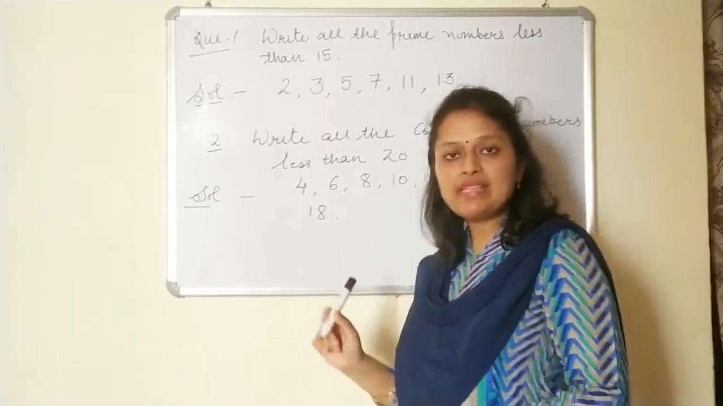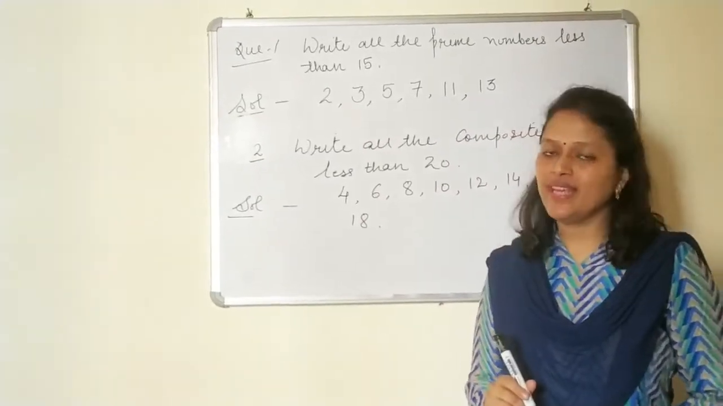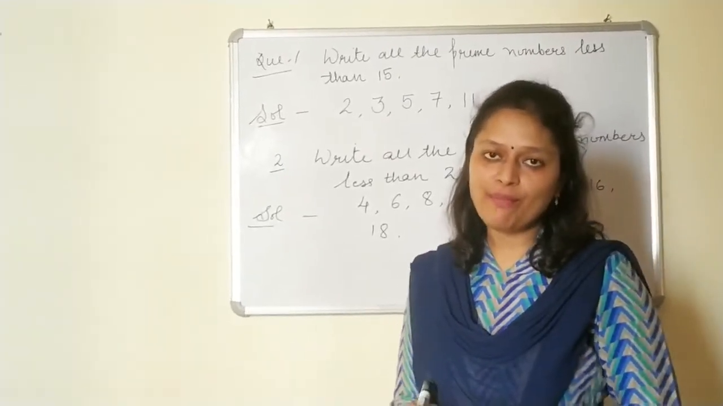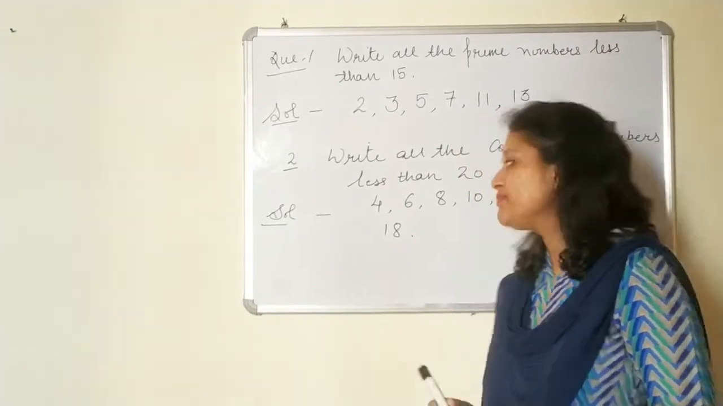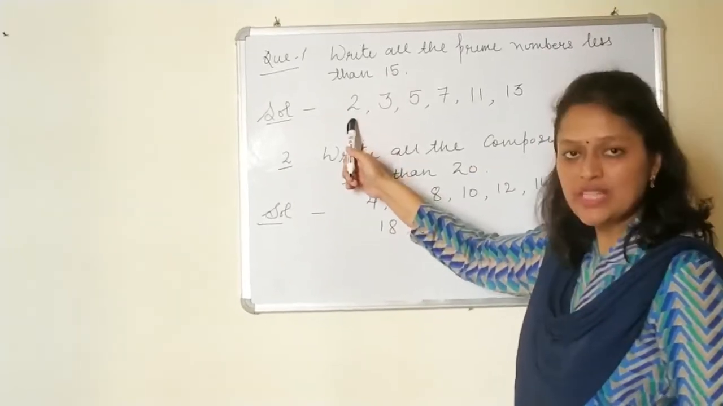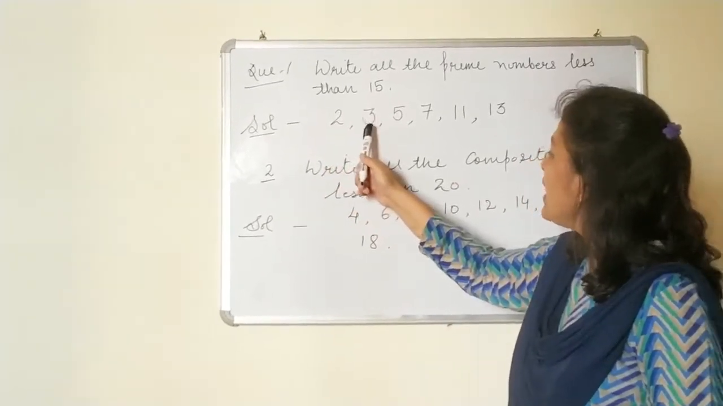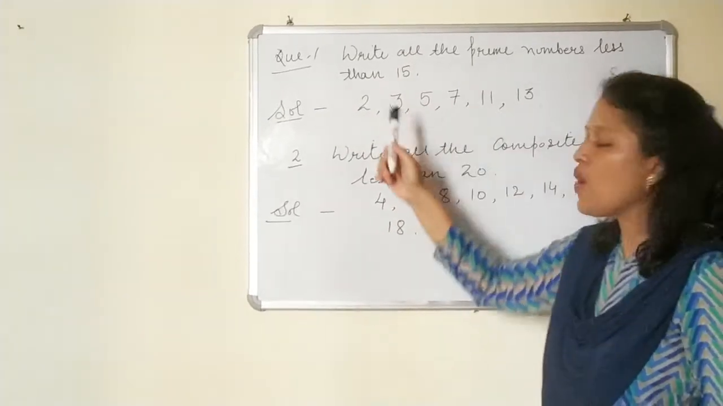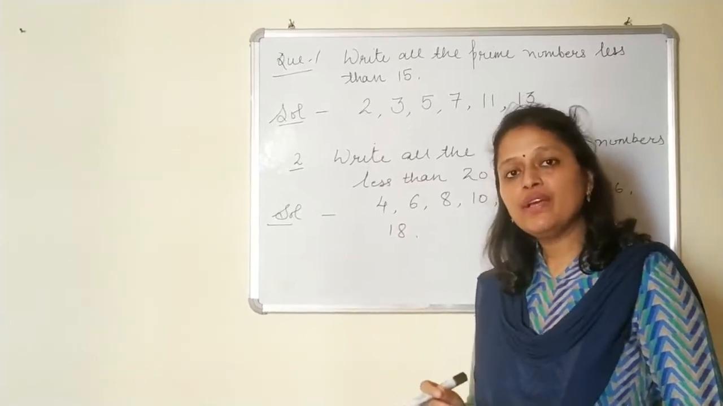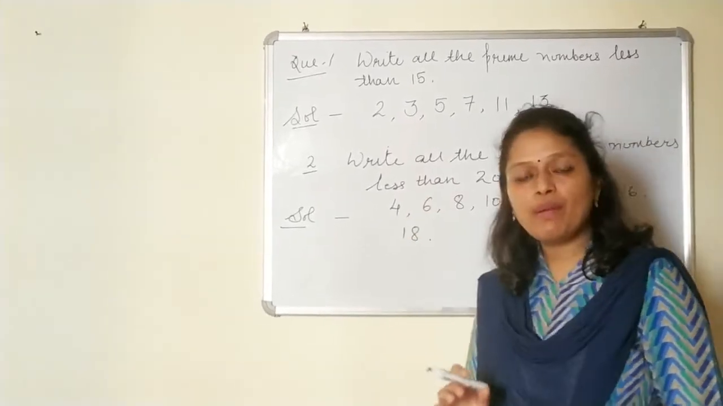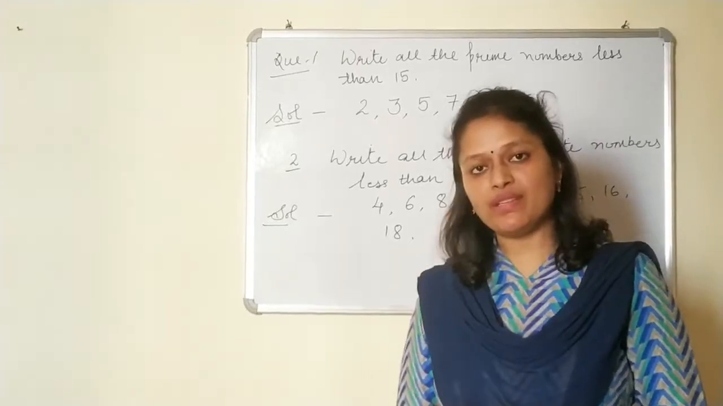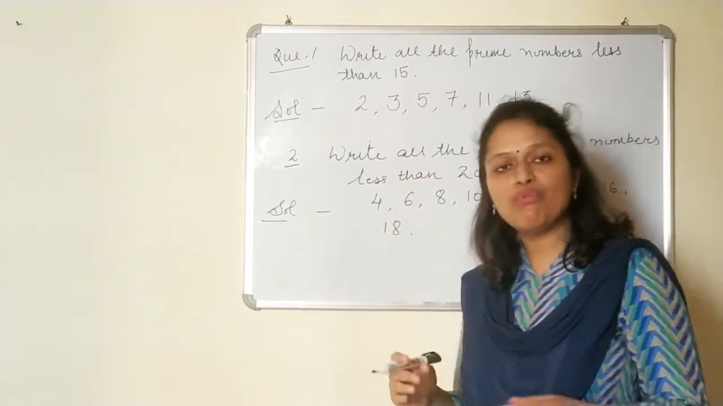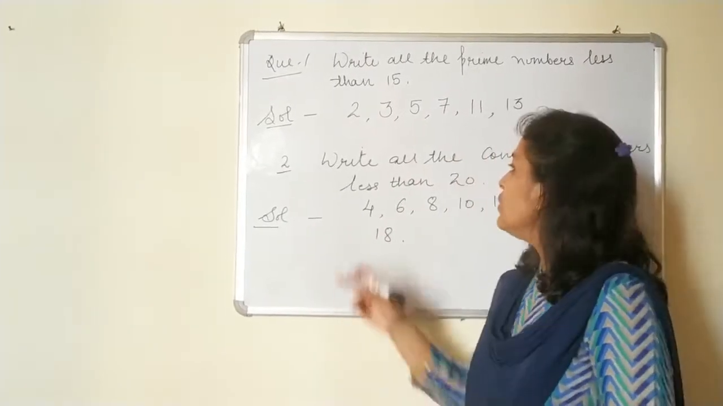So from which number will I start, children? 1 or 2? Yes, we will start from the number 2 since 1 is neither prime nor composite. It is a unique number. Okay. So 2 is the smallest prime number. So I have written 2. Next is 3, 5, 7, 11 and 13. These all are the prime numbers less than 15. You know, all prime numbers are those numbers which have only 2 factors, 1 and the number itself. So you can see that all these numbers come in the table of 1 and the number itself. So this is the solution.